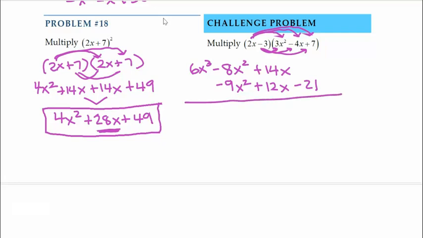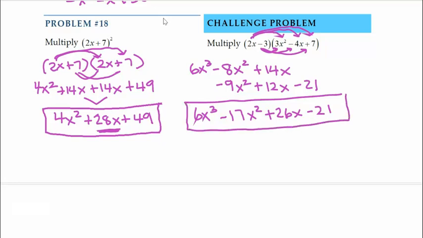And then I can just add these together. There's nothing to add with that one, so it comes down as the answer. Combine my x squared terms together, get negative 17x squared. Combine my x terms together, I get plus 26x, and then bring down that minus 21. And so all of that would be your answer for that one.